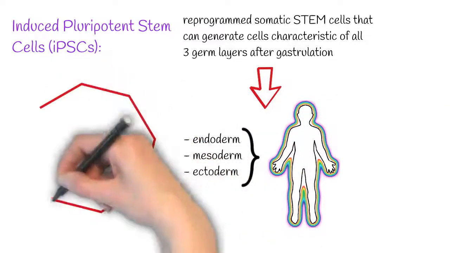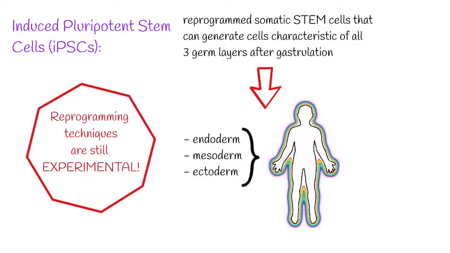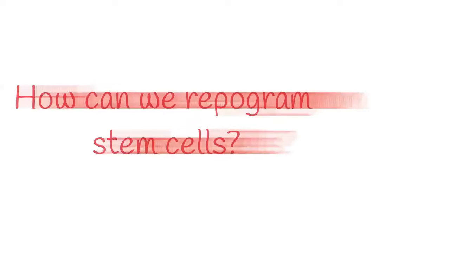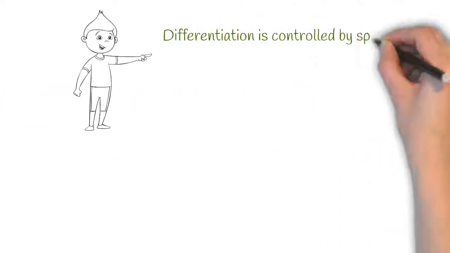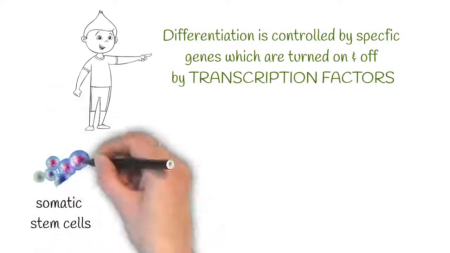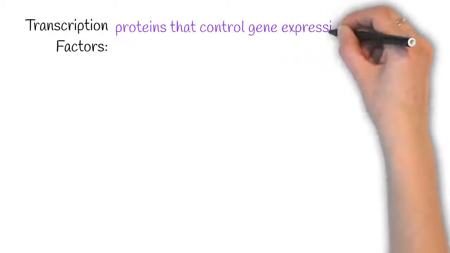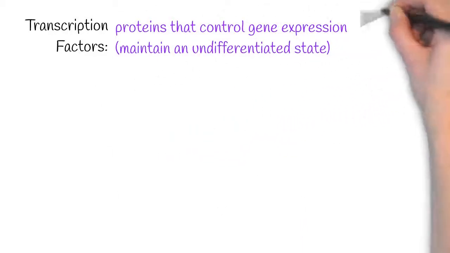However, these techniques are still in experimental stages. So how can we reprogram stem cells? We know that differentiation is controlled by special proteins called transcription factors, which when added to somatic cells could make them pluripotent again. These proteins control which genes are expressed and help cells maintain an undifferentiated state like a light switch, turning genes on and off.